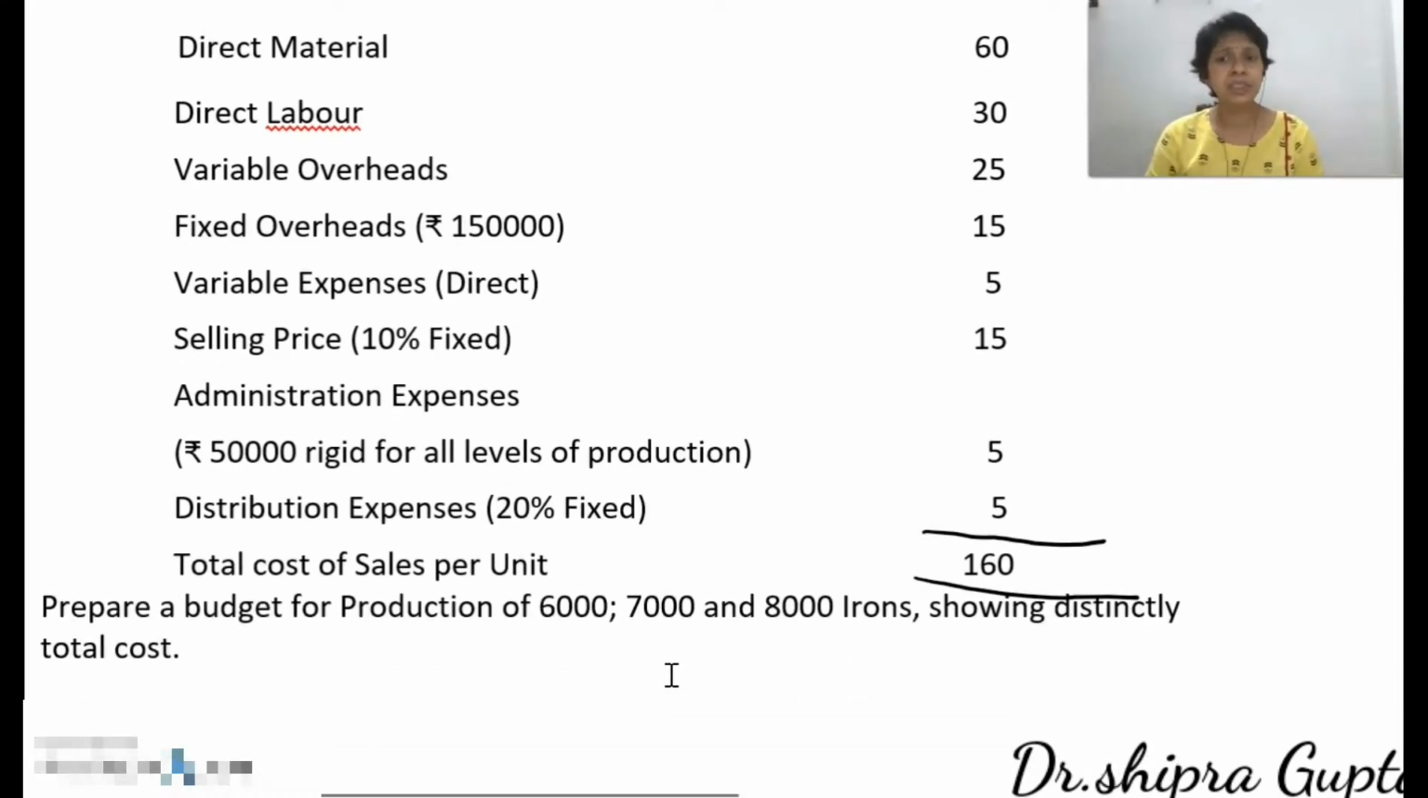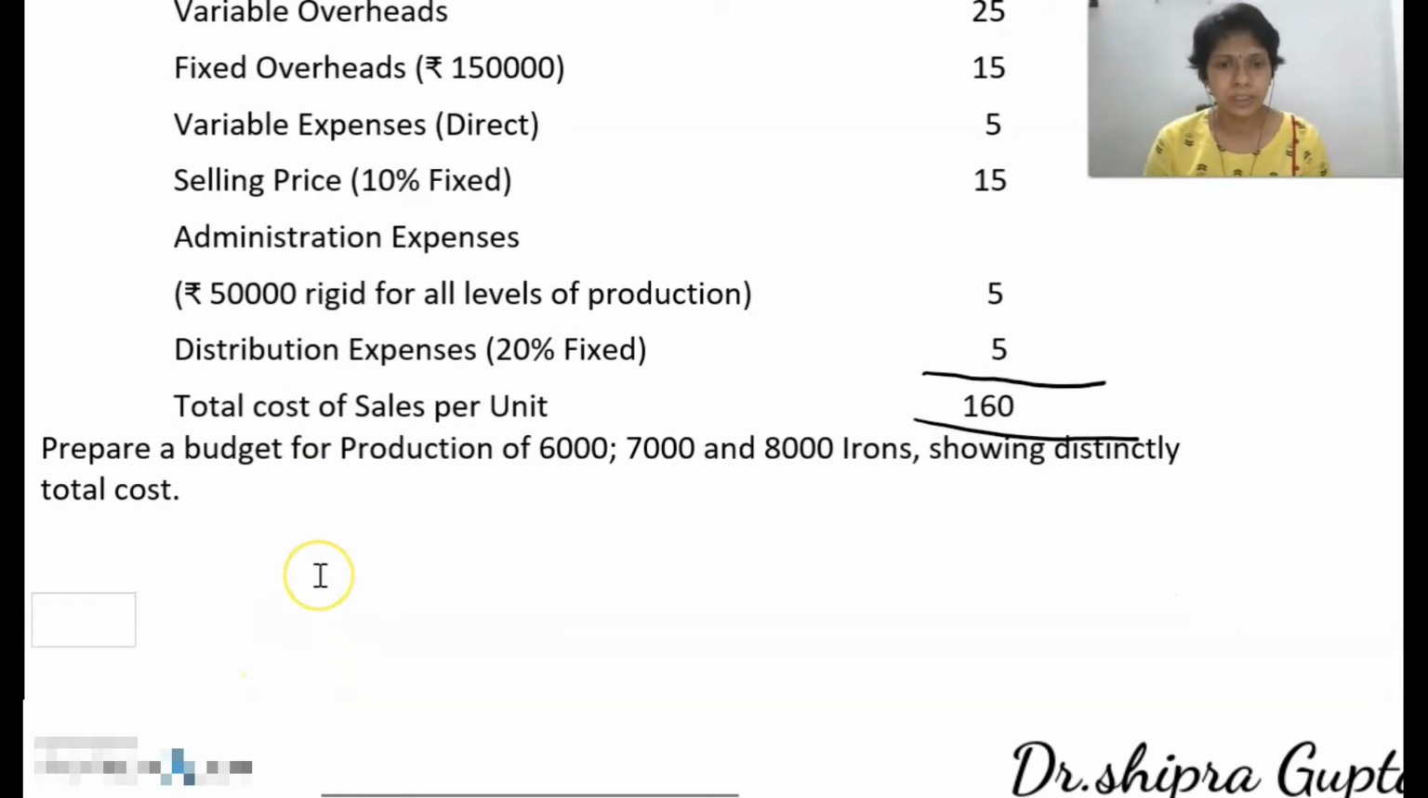In this type of question, we will prepare a budget for the production of 6,000, 7,000, 8,000 and 10,000 irons, for which data is given. So we will also consider these 10,000 irons and maintain a total cost. If selling price or sales is given in the question, then we will also consider profit or loss. But if sales is not given, then we will calculate only total cost. So let's begin to do this question.